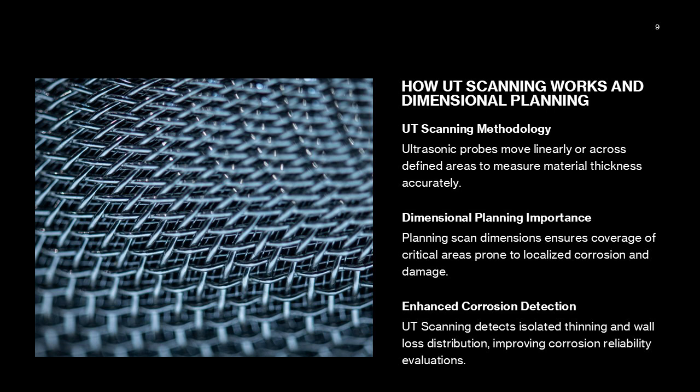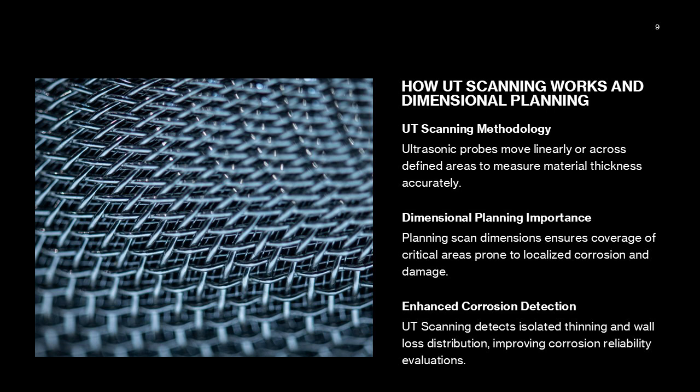Dimensional planning ensures that the scanning path covers all critical areas where localized corrosion could occur. Engineers determine scan dimensions based on asset geometry, expected damage morphology, and inspection accessibility. For example, pipe elbows, reducers, or high turbulence areas often require denser coverage.